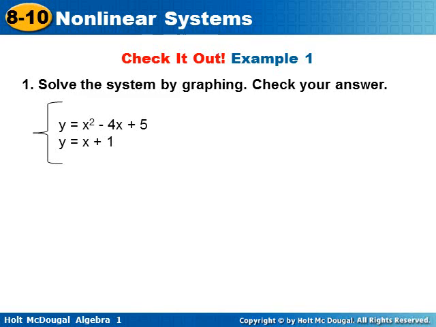Solve the system by graphing, check your answer. Y equals x squared minus 4x plus 5, and y equals x plus 1. This one's for you to try on your own, and then you can check back for your answer.